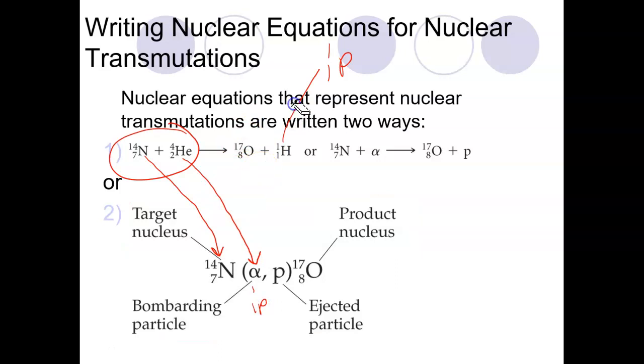Okay. No, sorry. Not alpha. What would be 1,1p? It would be 2,4,2 helium.